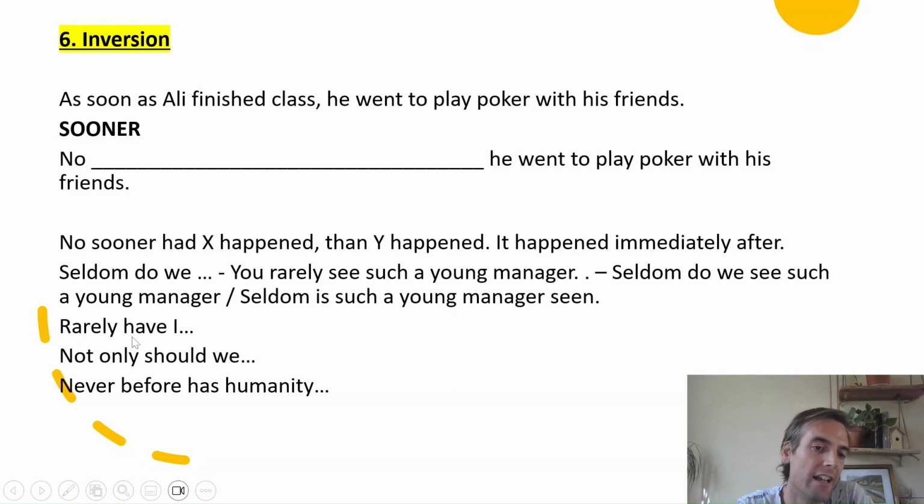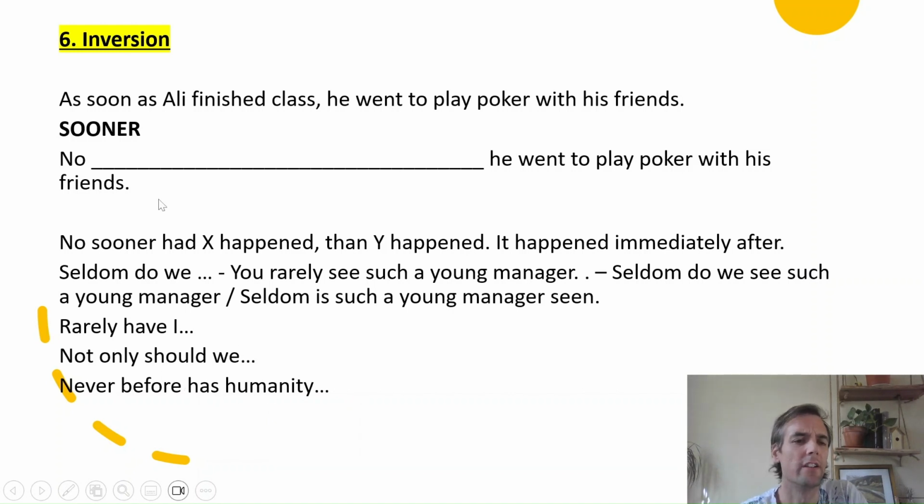And you can see, rarely have I seen such a beautiful class. Not only should we stop polluting, we should also recycle and so on. Never before has humanity faced. They're not questions, they've just got the grammar of questions.